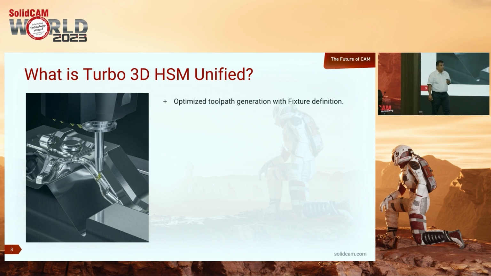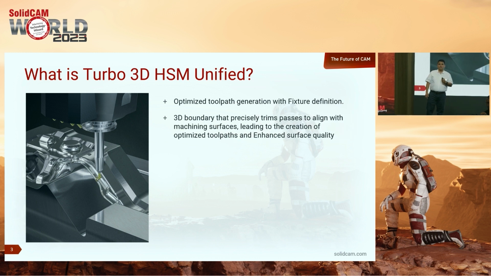You can also define fixtures, and the fixtures are not taken into account just for the purpose of trimming, but the fixtures are taken into account when it actually starts calculating. So you'll see a big difference. I'm going to show you the difference between our existing Turbo 3D HSM when defined with a fixture and the unified engine when you define it with a fixture.